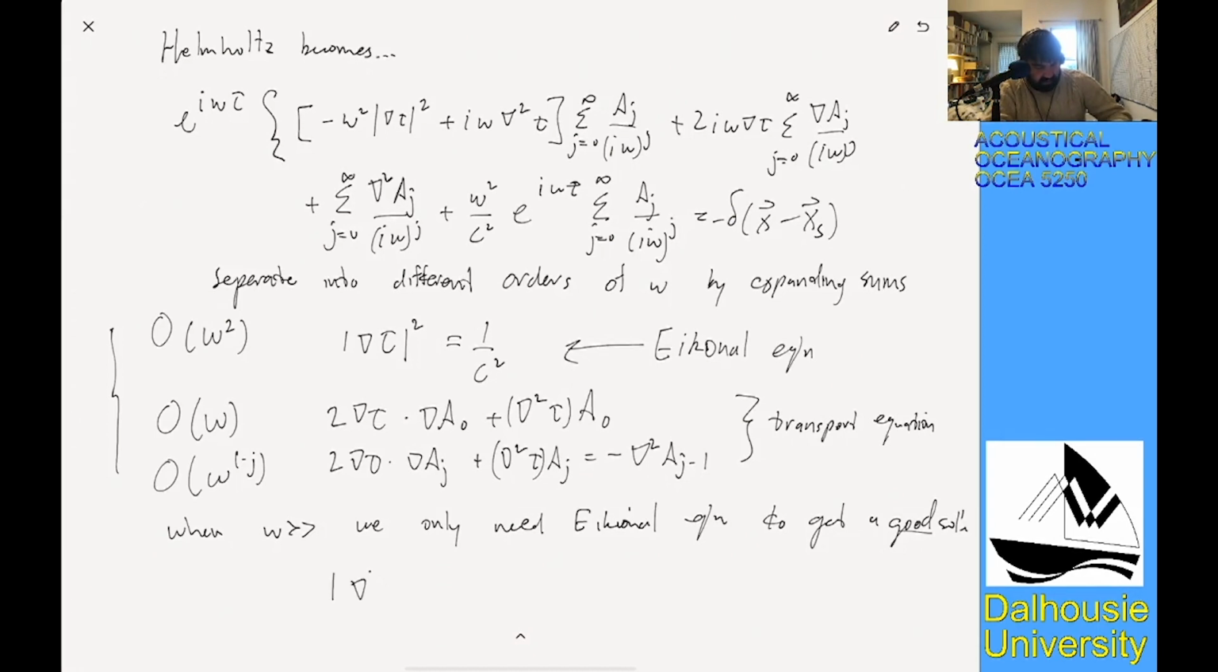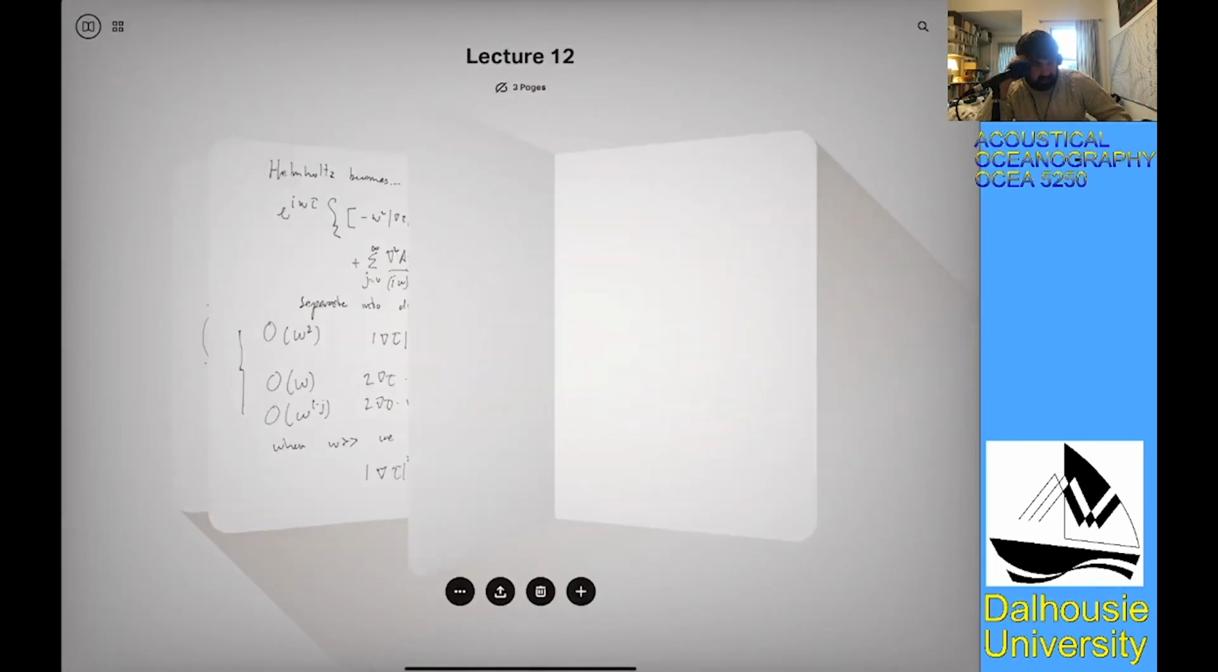Okay. So let's examine the eikonal equation a little bit more. What exactly do we have here? Well, c is going to be a function of x, tau is a function of x. So this is a nonlinear PDE. So we have a few methods to solve nonlinear PDEs, but the one that jumps to mind here is the method of characteristics.